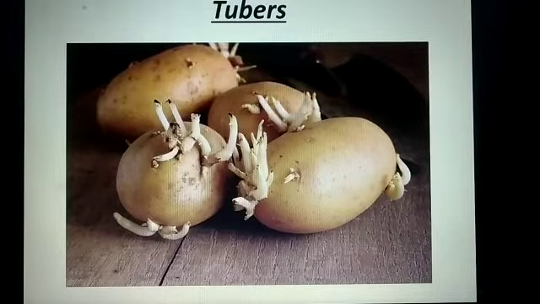Tuber. Here you see this whitish part. What is this part? The eye of potato. Normally we call it the eye of potato. Actually these are buds, and these buds are able to produce a new plant. You know that a potato crop is raised by the tuber but not by the seed.